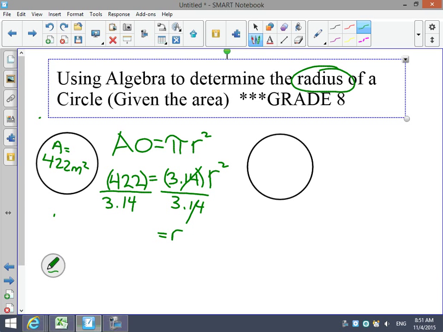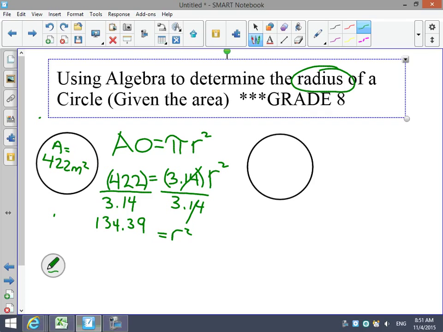Those two cross out. R squared, and now if I use my calculator here, and I say 422, and I divide it by 3.14, I'm going to get 134.39. So now I'm doing pretty good. What I have is r squared equals 134.39. That means two numbers, or a number multiplied by itself, is 134.39. But we don't know what number it is, because that's not an easy number.